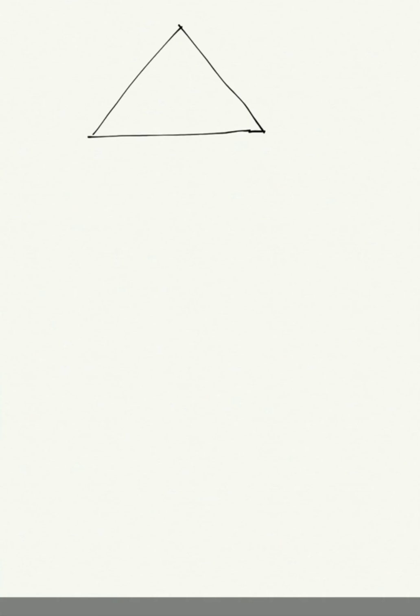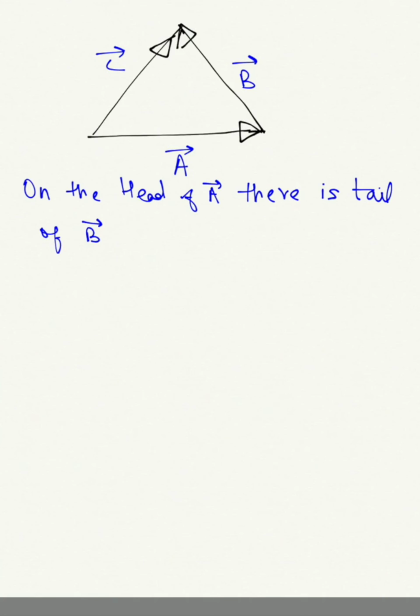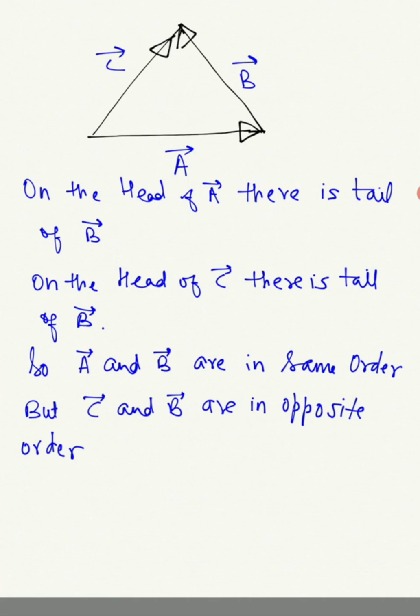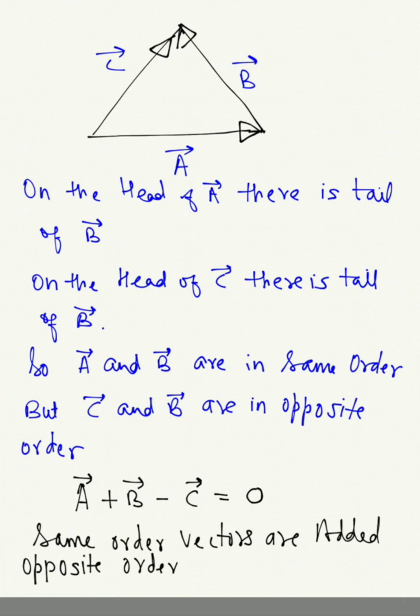Let's draw another triangle. A vector, B vector, and C vector are three vectors. On the head of A, there is the tail of B, and on the head of C, there is the head of B. So A and B are in the same order, but C and B are in opposite orders. So all three vectors can be represented such that A vector plus B vector minus C vector is equal to 0. So same order vectors are added, opposite order vectors are subtracted, and the resultant is 0.